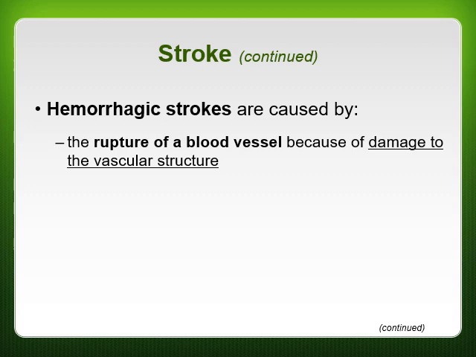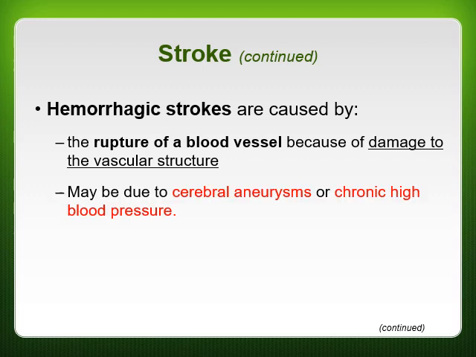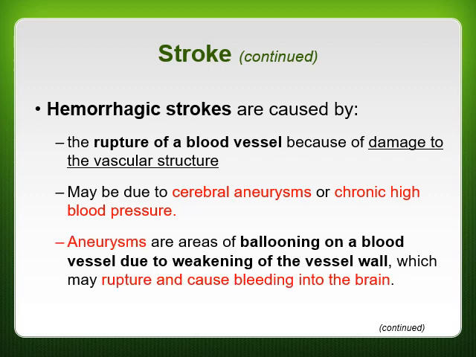Hemorrhagic strokes result from hemorrhage, the rupture of a blood vessel because of damage to the vascular structure. It could be because of a cerebral aneurysm, or it could be from chronic high blood pressure. So that's why keeping your blood pressure nice, low, and healthy is important. It can lead to strokes. Aneurysms, we mentioned that word there. That's areas of ballooning on a blood vessel. It's due to a weakening of the vessel wall, which may, if it balloons up, rupture and therefore cause bleeding in the brain. And that's going to be problematic and lead to this type of stroke we're talking about.